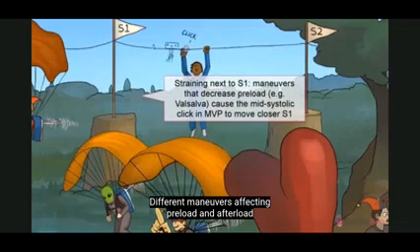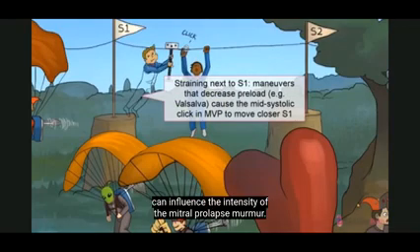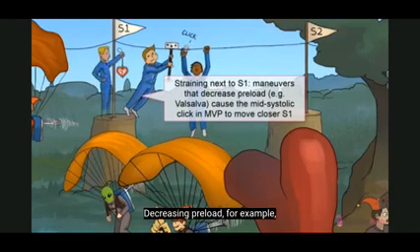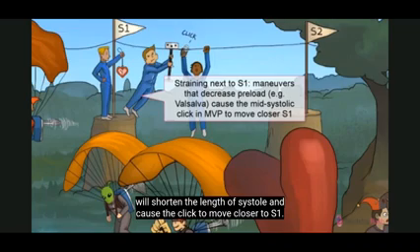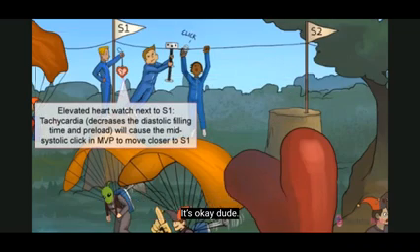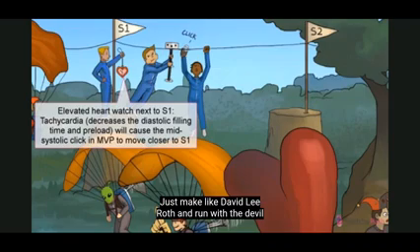Just like before, different maneuvers affecting preload and afterload can influence the intensity of the mitral prolapse murmur. Isn't that fun? Decreasing preload, for example, by Valsalva or by standing from a sitting position, will shorten the length of systole and cause the click to move closer to S1. That's why, close to the S1 post, we've got a nervous customer standing and maneuvering a Valsalva like none other. It's okay, dude. Just make like David Lee Roth and run with the devil. Right over to the other side.